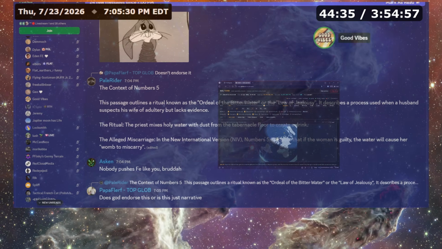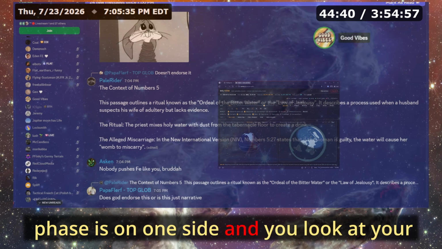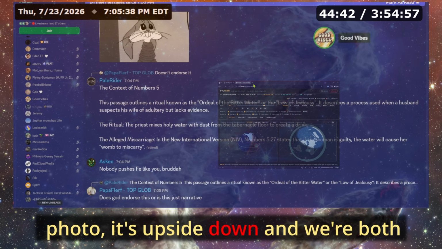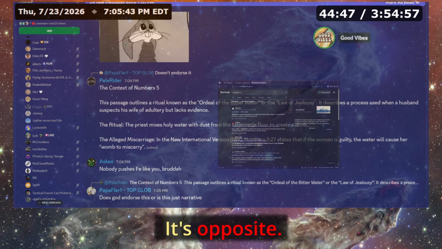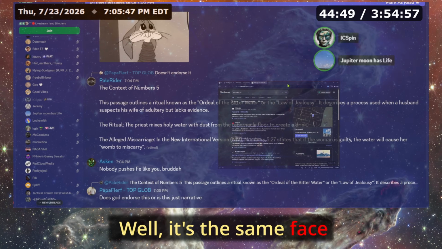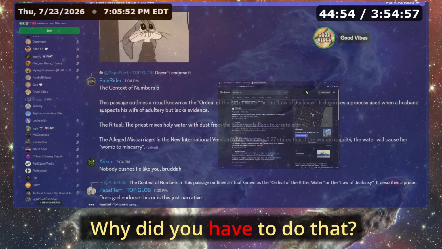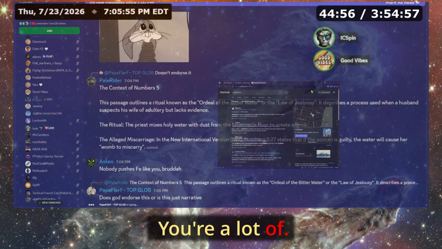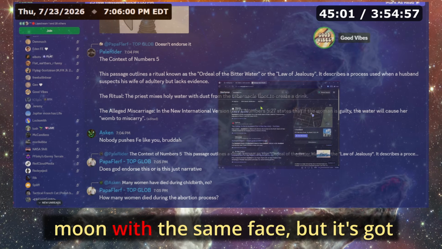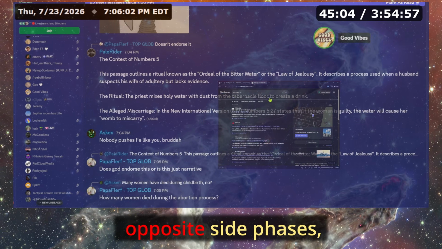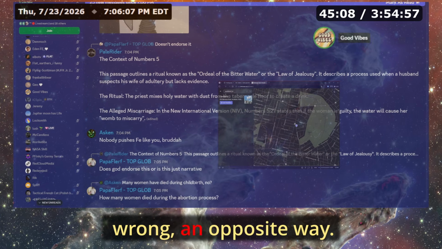It's fundamentally different though. My photo, when you're looking at it, the phase is on one side, and you look at your photo, it's upside down, and we're both looking at the moon, so it is fundamentally different. It's opposite. Well, it's the same face and the same phase, right? Why did you have to tip it upside down? The orientation. Your latitude. No, hang on. If you're looking at exactly the same moon with the same face, but it's got opposite side phases, like it's orientated facing the opposite way.